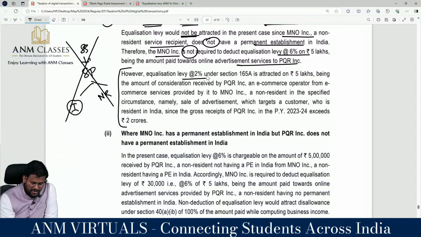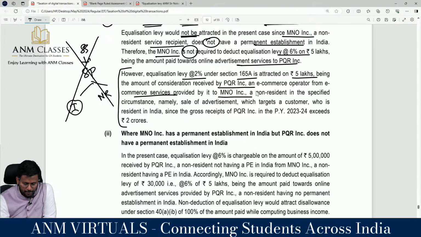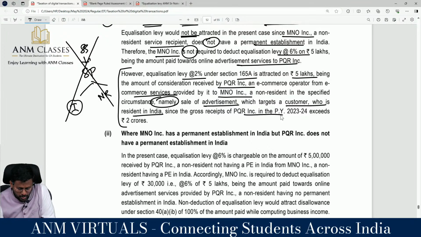However, equalization levy under section 165A is attracted on the amount of consideration received by an e-commerce operator from an e-commerce service provider, being MNO Incorporation, a non-resident, in the specified circumstance, namely sale of advertisement which targets a customer who is resident in India, since the gross receipts of PQR Incorporation in the previous year 23-24 exceed the threshold.